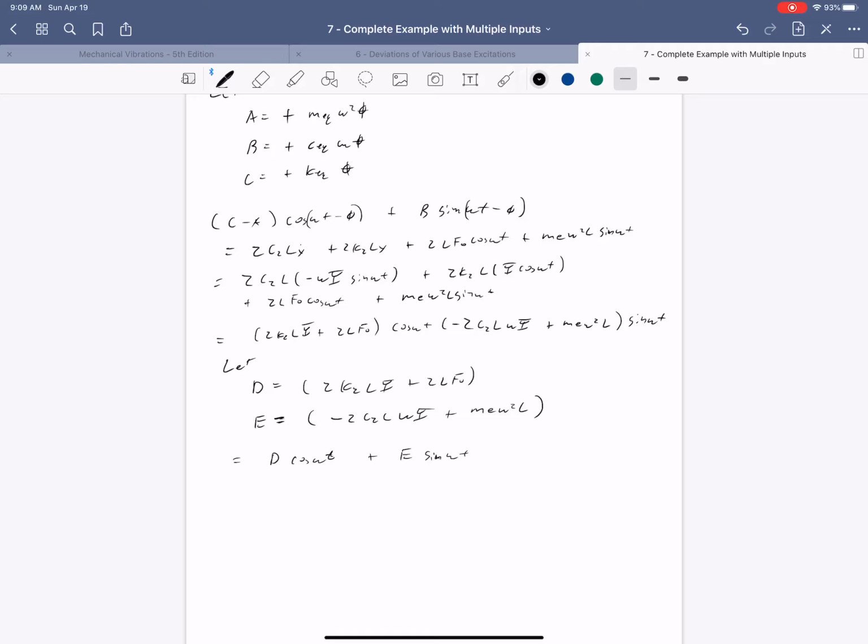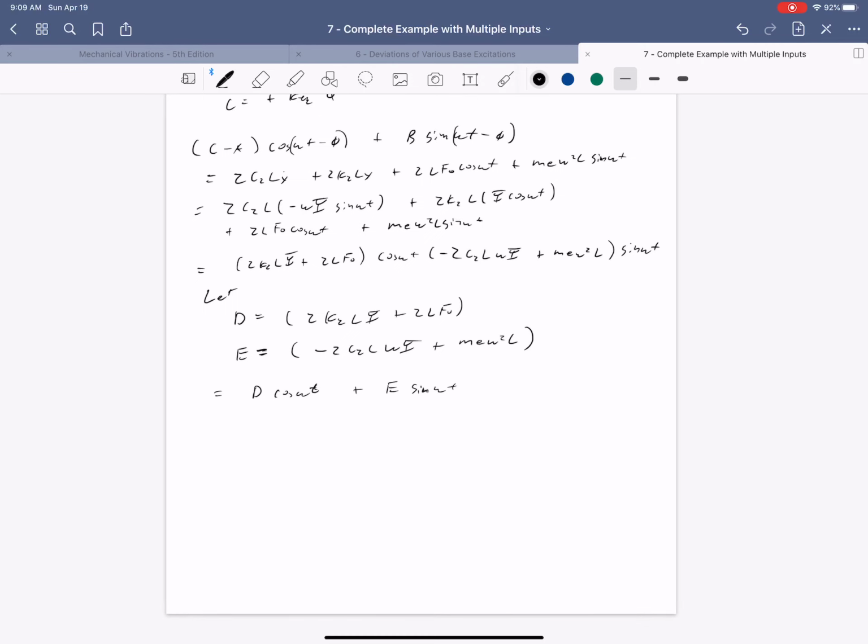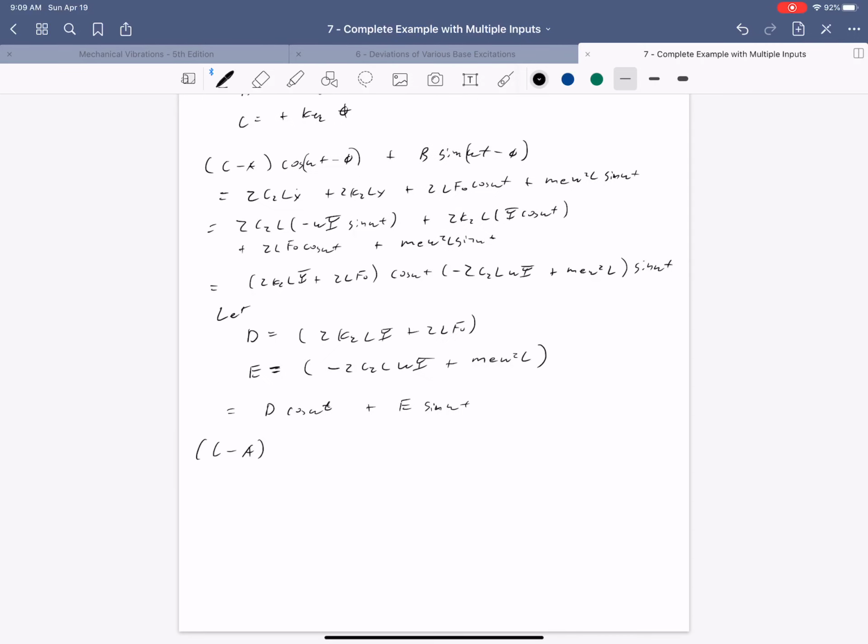Okay, so now let's rewrite our whole big system again, and simplify it down. So now we have c minus a cosine omega t minus phi plus b sine omega t minus phi is equal to, I gotta start writing closer together. There we go. Is equal to d cosine omega t plus e sine omega t.